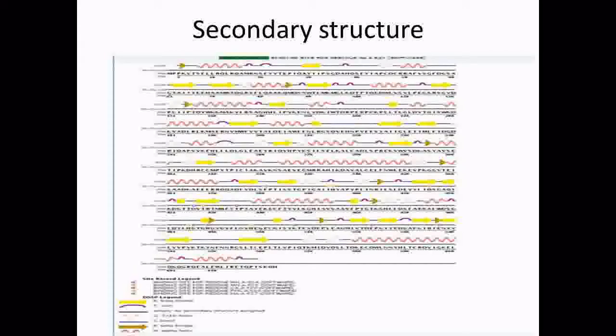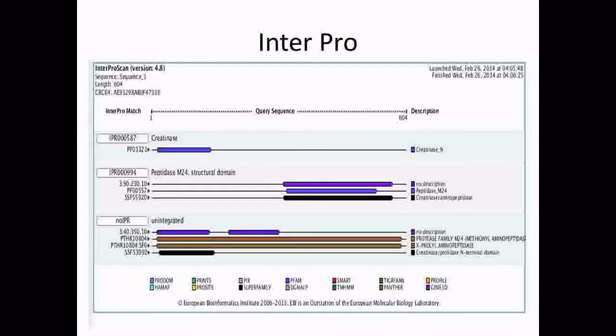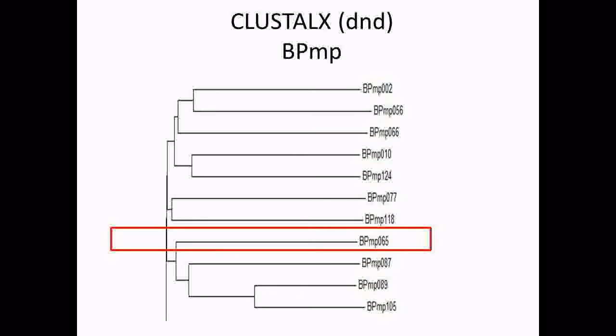This is the secondary structure of this protein sequence, which has PDB ID 3CTZ. This is the tertiary structure of this protein. This is the functional domain of this protein. And lastly, this is the phylogenetic tree of this protein.